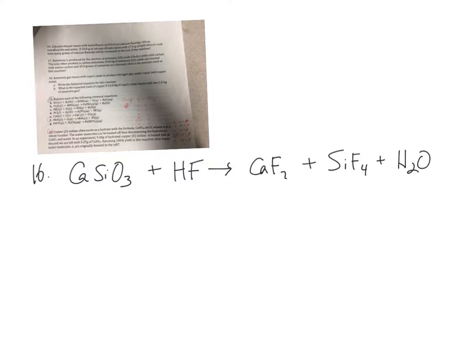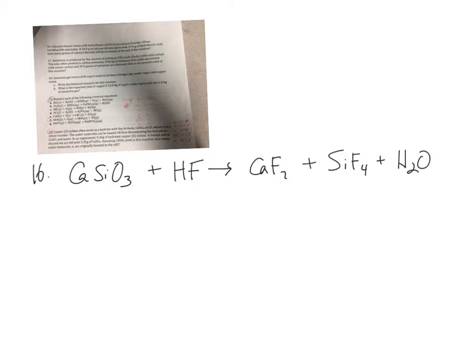This is about number 16. If you look at the question, it's asking you to calculate how many grams of calcium fluoride you're going to produce, which is one of the products in the reaction. So the first thing you have to do is just write the balanced equation for this reaction. Here's the whole equation, and I just have to balance it in this case.